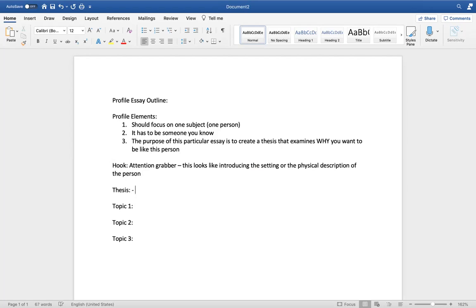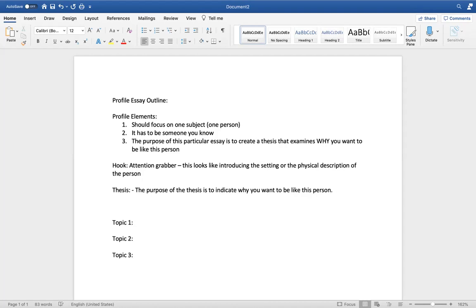Now, the thesis statement, the purpose of the thesis is to indicate why you want to be like this person. Y'all, this is where I started seeing some problems, okay? Some of you just started telling me your subject's story. And y'all, their story is very important, but what we can't miss is the purpose of the paper.